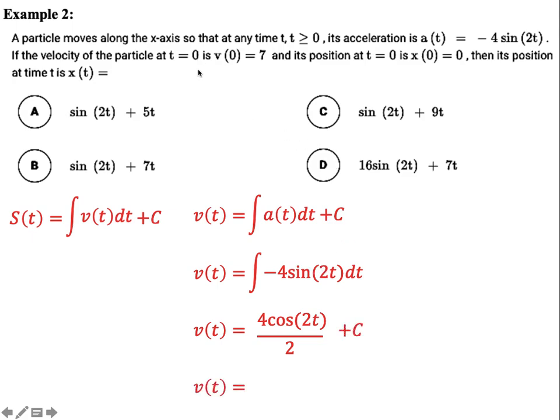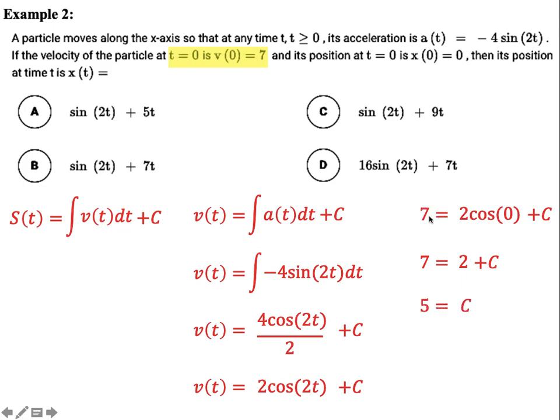And now we can go to this initial condition up here. So let's clean this up first. 4 divided by 2 is 2. So our velocity function is 2 cosine 2t plus c. Now let's look at this initial condition up here. When t is 0, the velocity at time 0 is 7. So we're going to put that information in here. Our velocity is 7. And that occurs when we have a t of 0 and 2 times 0 is 0. Now we can find our c. So cosine of 0 is 1. So this is 7 equals 2 plus c. So c must equal 5. So our velocity function then looks like this. It's 2 cosine 2t plus 5. So that's our velocity function. So we're halfway there.